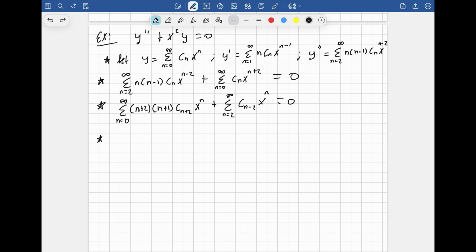And how do we do that? We run off terms. This is the highest index, so we're going to run off 2 terms from here to make the indices match. So the first term, if you let n equal 0, is going to be 2c2, similar to before. And if you let n equal 1, it will be 6c3x. And then we are going to add the common sum.